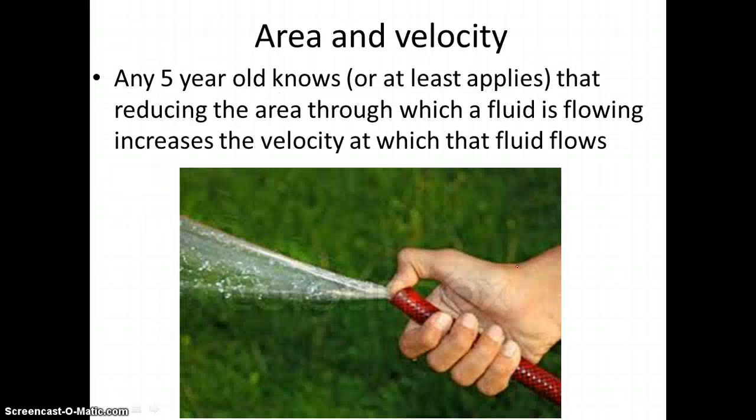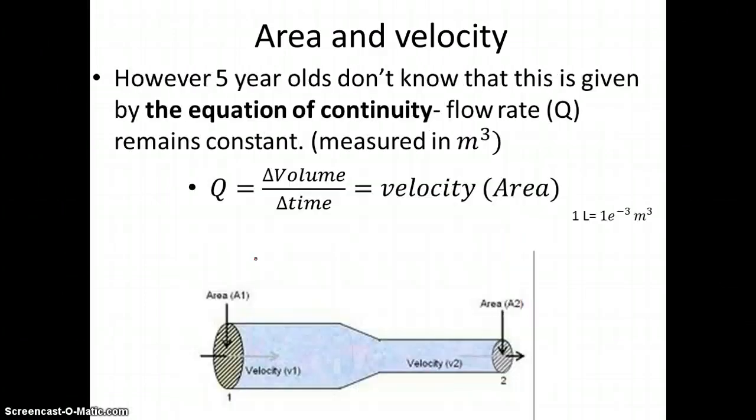And so, like I said before, I love this example because it's something that we've all done. When you decrease the area at the end of a hose by putting your thumb over it, what you get is a higher velocity out of that. The thing 5-year-olds don't know about this is the mathematical equation for it.